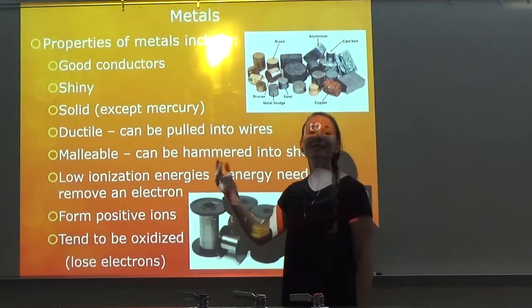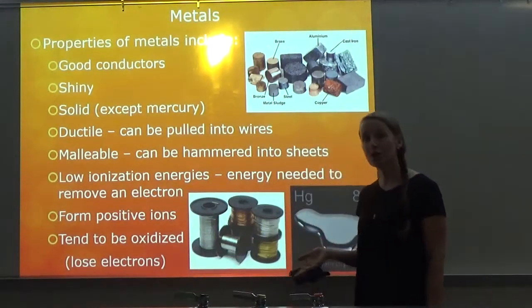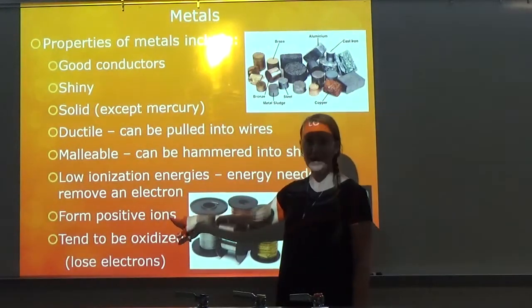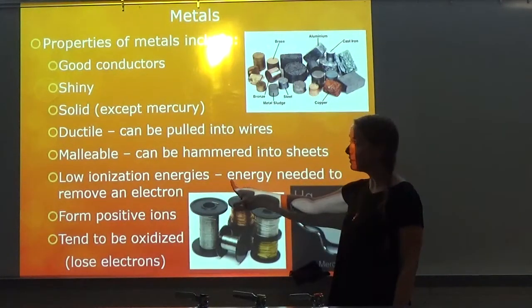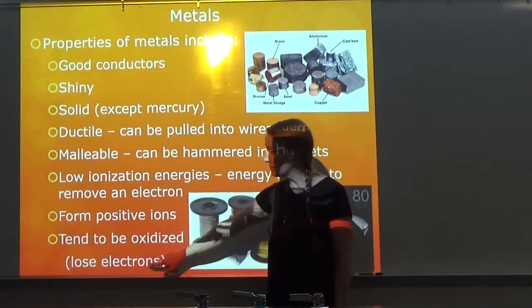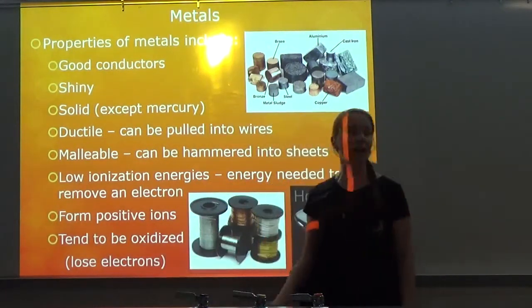And reduction means gain of electrons. So oxidation is loss, reduction is gain. So all three of these go together. If you'll remember they're positive, that means it's easy to remove an electron, so it's low ionization energy. And since they're positive, that means they tend to lose electrons or be oxidized.